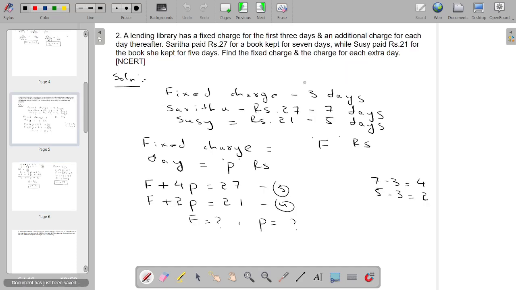So now we can say that the fixed charge is equal to 15 rupees. We found this out, and the price per day is 3 rupees. So that's it about this problem. I will be moving to the next problem.